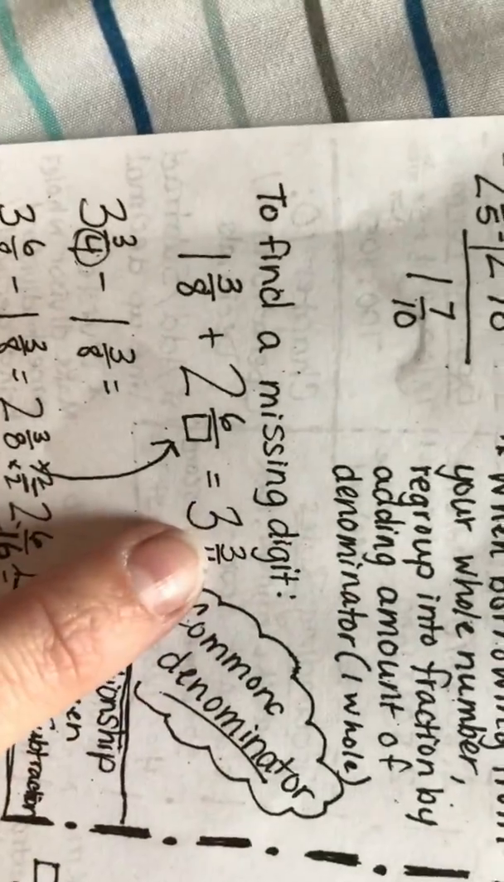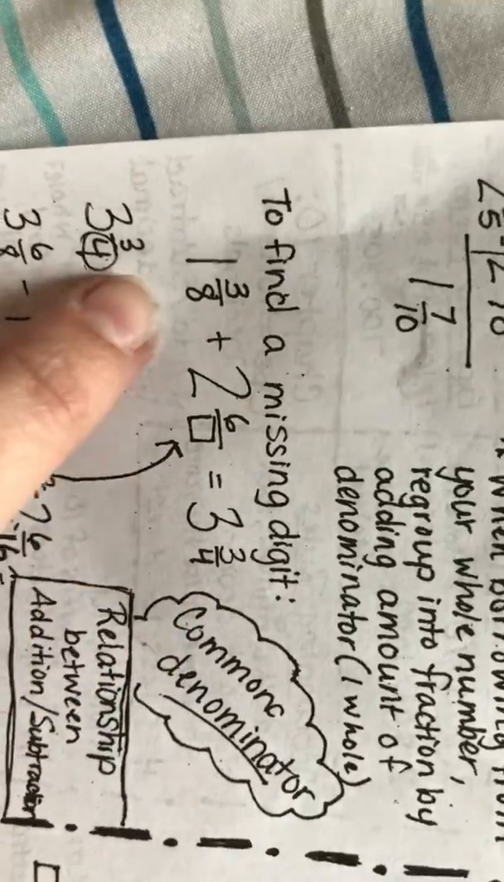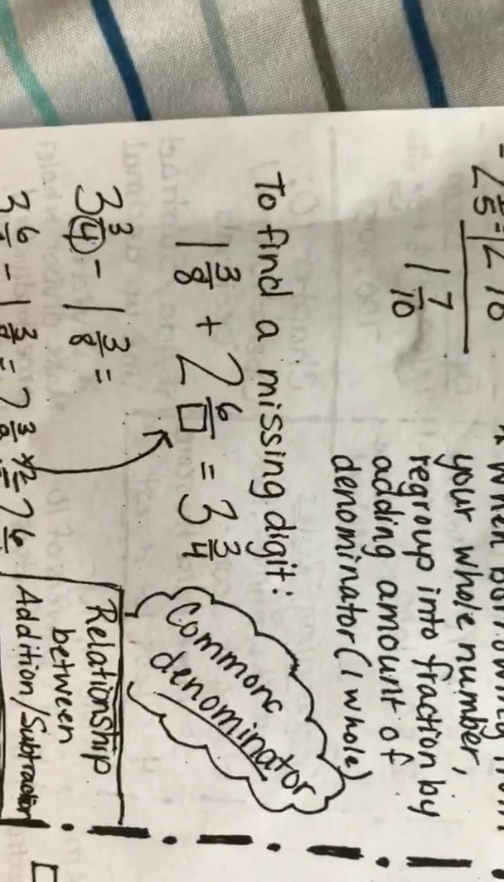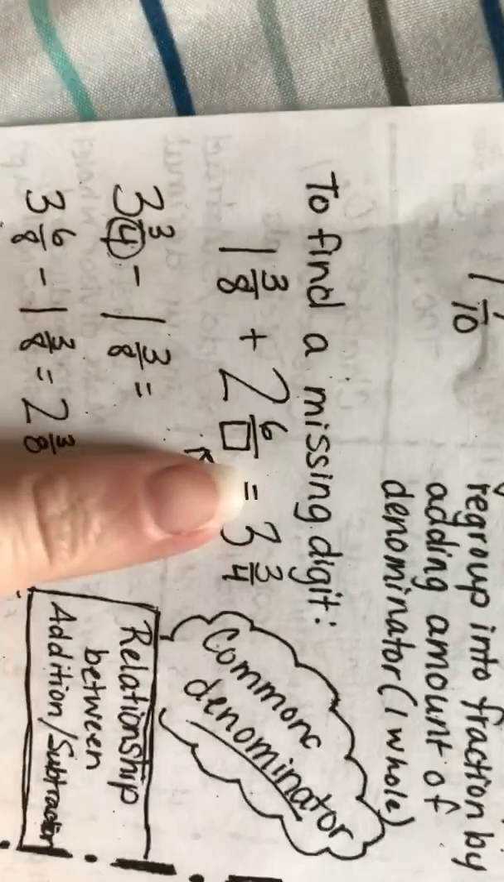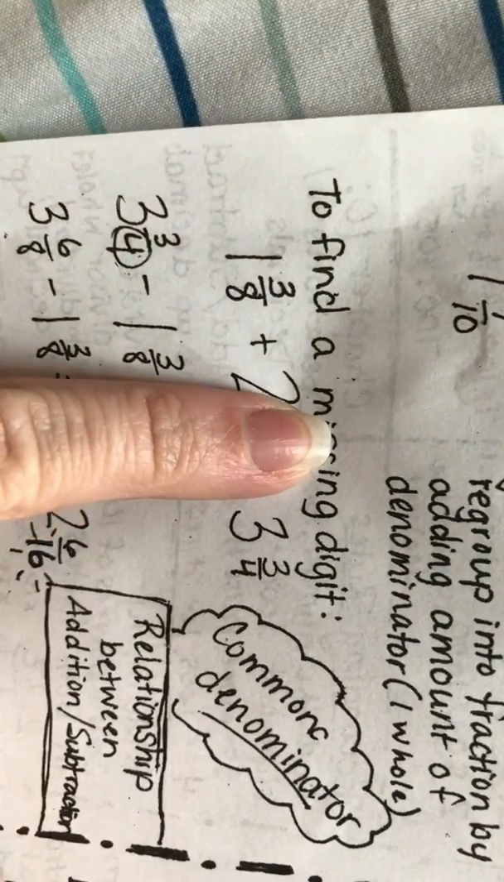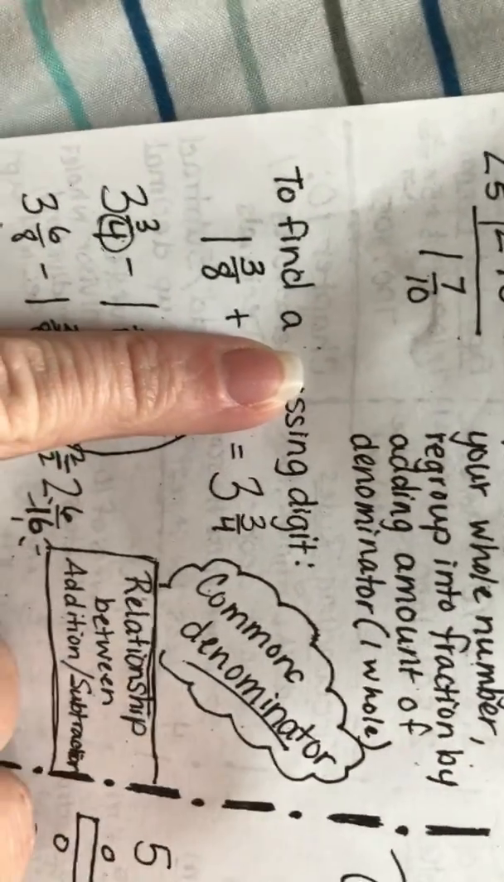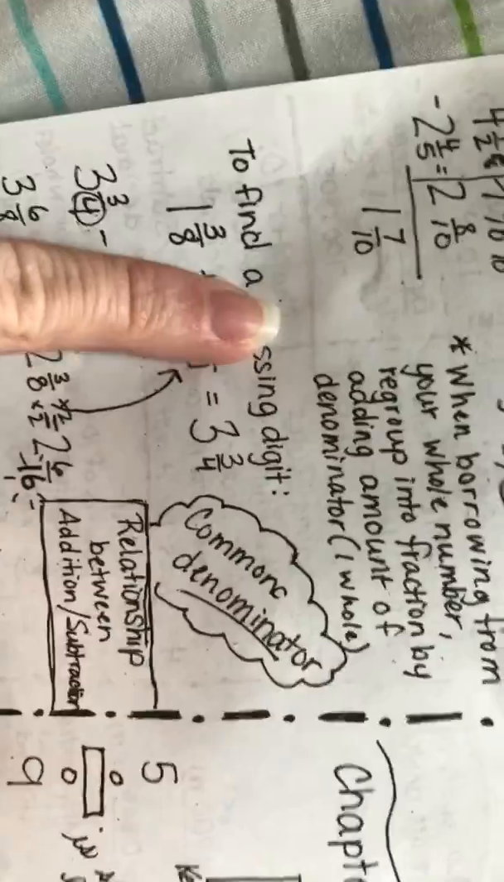I could rewrite this as subtraction, my whole minus my part. Or I could just take this whole thing out and figure out 1 3/8 plus what equals 3 3/4, common denominator again, and fill in what it would be.